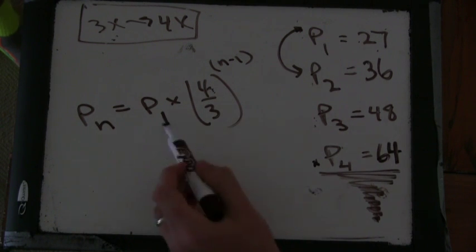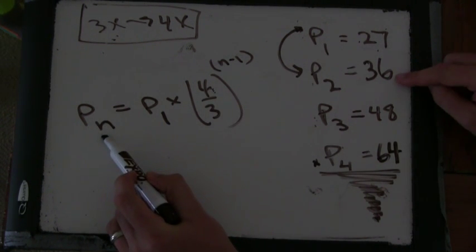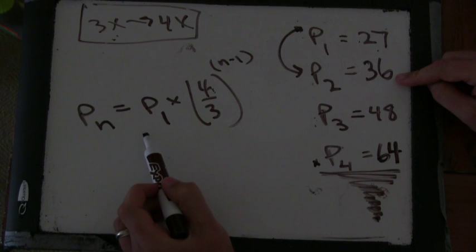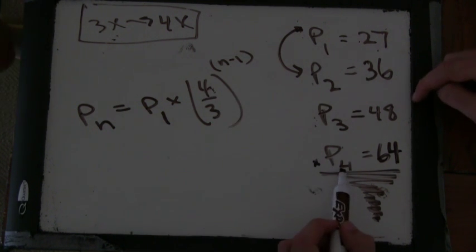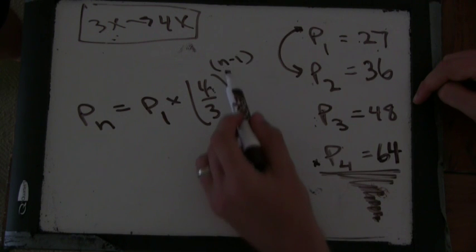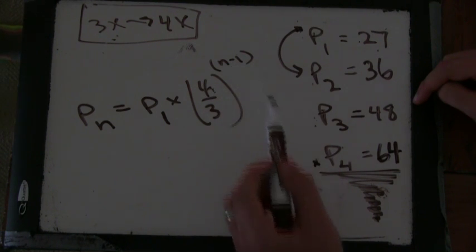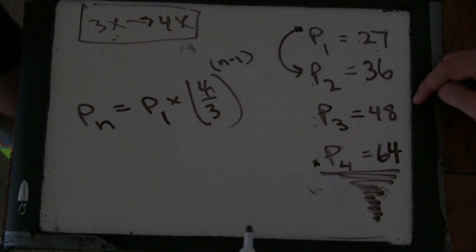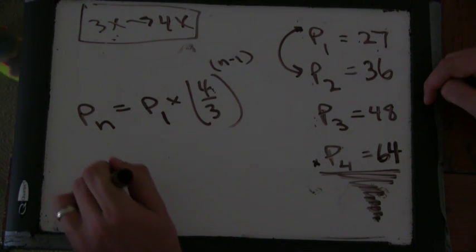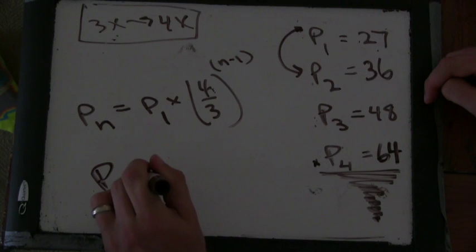So to go from P1 to P2, I need to multiply by 4/3 once. Actually, to go from P1 to P1, how many times do I have to multiply by 4/3? No times. 4/3 is the 0 power. If I want to go to the fourth one down, I multiply by 4/3 to the third power. And if I want to go to the 100th one down, I'm going to multiply by 4/3 to the 99th.